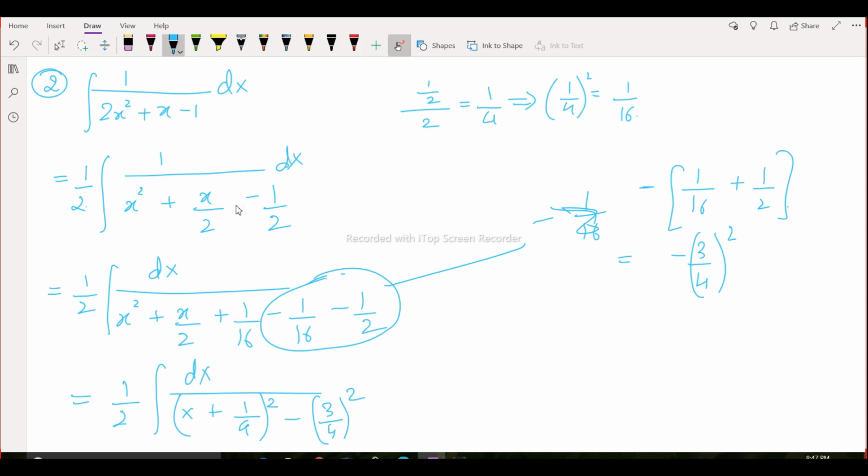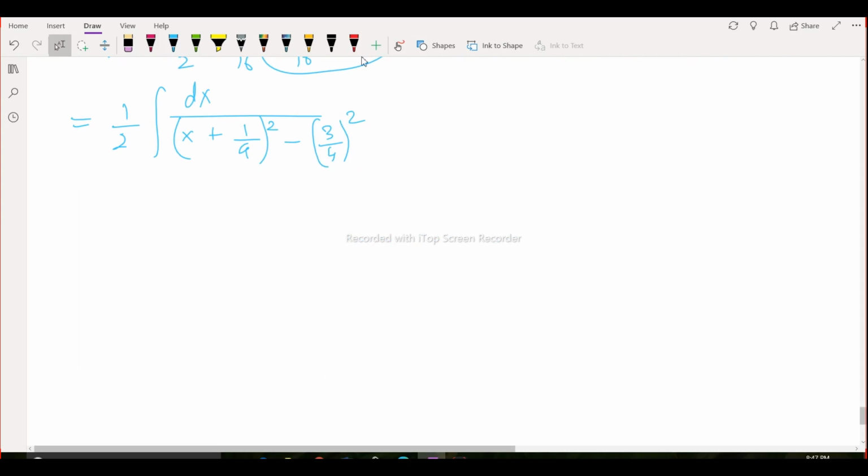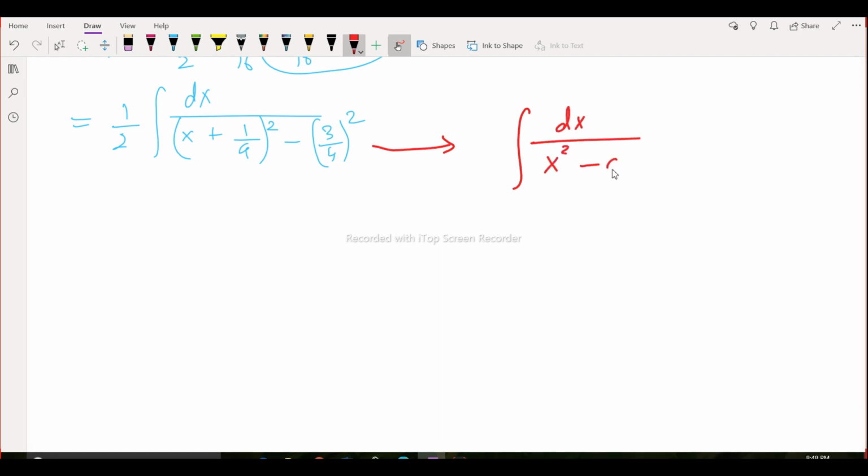So now again you just have to relate this to the formula. So what is this? This is of the form integration dx upon x square minus a square, right?